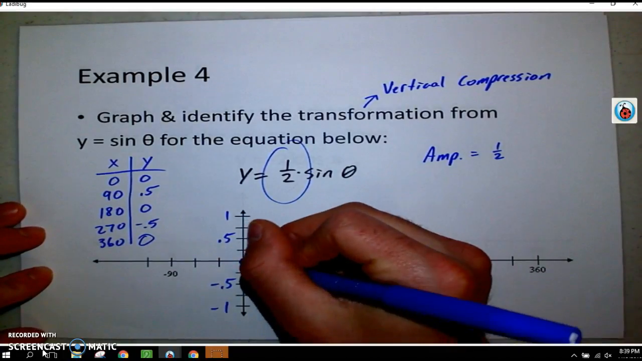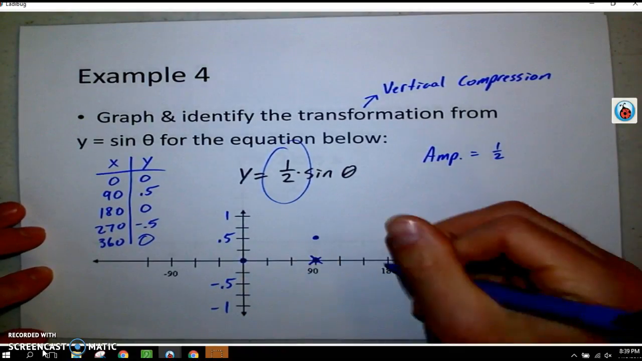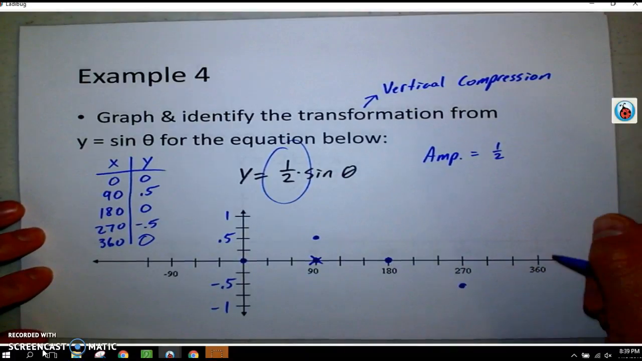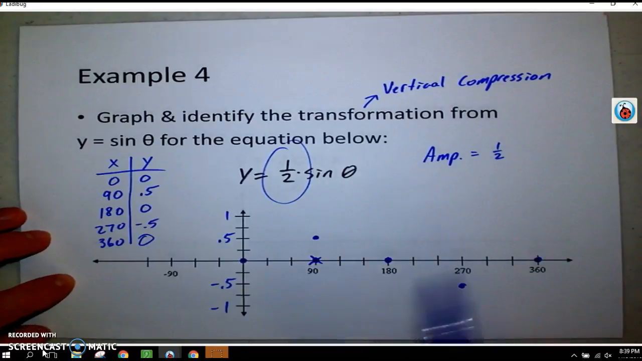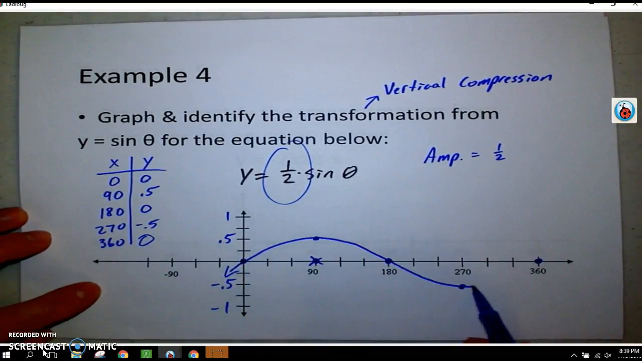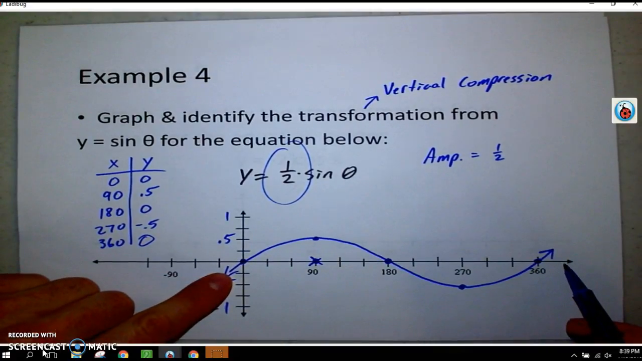Oops. That is 0, 0, 90, 0.5. Disregard that. 180, 0, 270, negative 0.5, and 360, 0. And then I could connect these with a nice curve, and also end with arrows pointing in both directions because it will continue.